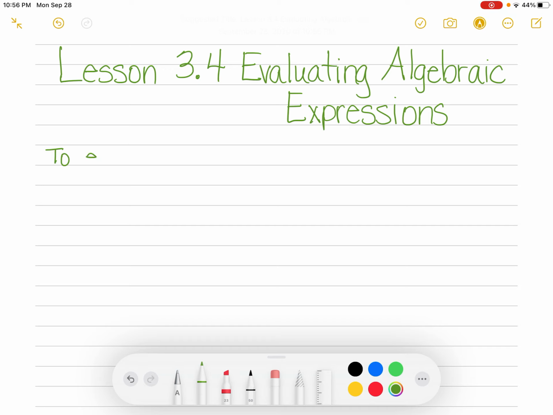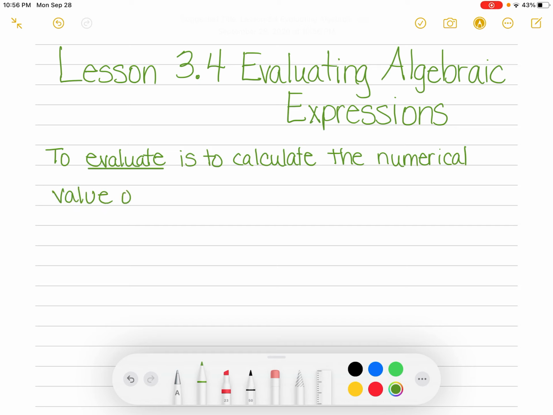To evaluate, and you need to write down what this means also. To evaluate is to calculate the numerical value of an expression. Okay, so to evaluate is to calculate the numerical value of an expression.